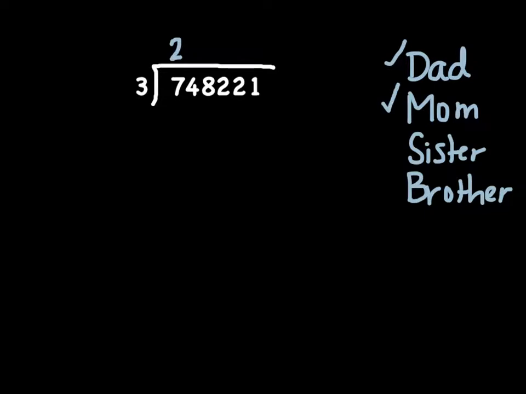Now we're going to go ahead and multiply. 2 times 3 is 6. Our next step is to subtract. So when we subtract 7 and 6, we get 1. And the last step is to bring down the next number. So we're going to bring down the 4.